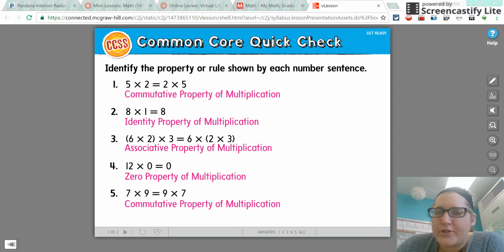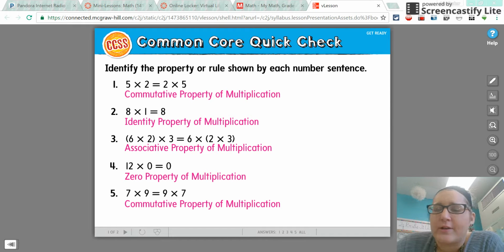So yesterday, just as a review, you talked about how there are lots of different properties and rules when it comes to multiplication and division. That's not a new concept because that's how addition is. We've already talked about this year. So I don't want you to panic when you think of multiplication and division because you've already done this. If you look at the screen, I have a little quick check here. It says identify the property or rule shown by each number sentence.